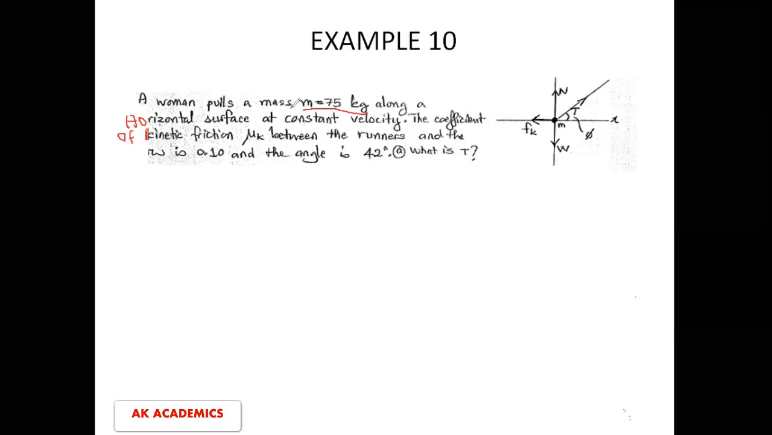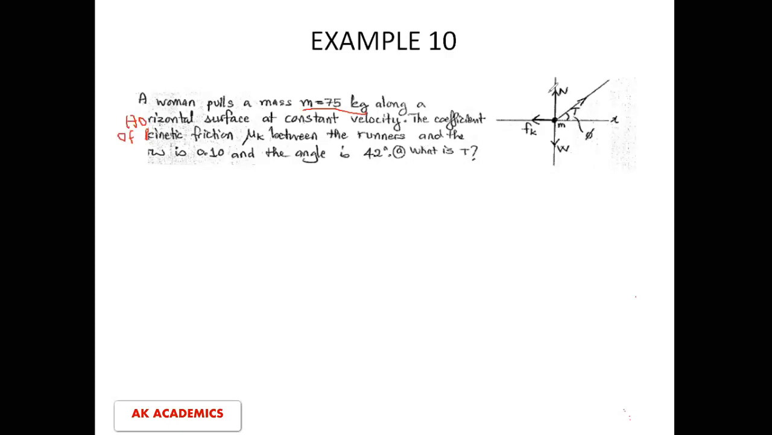So a woman pulls a mass M equal to 75 kilogram along a horizontal surface at a constant velocity. If they are pulling at a constant velocity in this direction, there is going to be a force acting downward, the weight of that particular mass. There's going to be another force acting upward, N, the normal force acting on the body. And then there is going to be Fk. The angle the body makes with the pull is 42 degrees as given in the question, and that represents this particular phi.